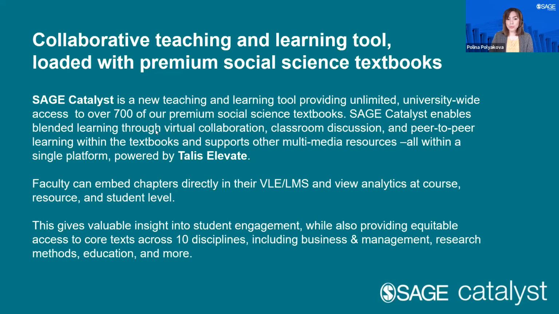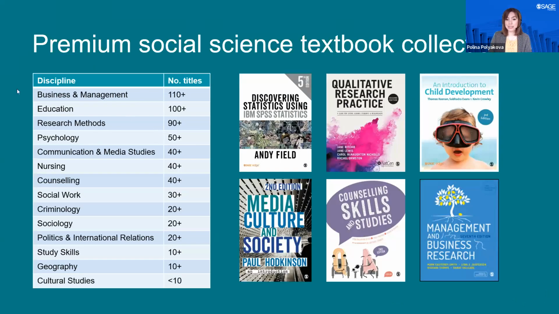So what is within our social science textbook collection? As you may know, SAGE has a focused social science textbook publishing program. Our collection of nearly 750 titles was carefully curated to give comprehensive coverage across the full spectrum of social science curriculum, including research methods, psychology, nursing, education, sociology, and much, much more. You can see the discipline split on the screen.